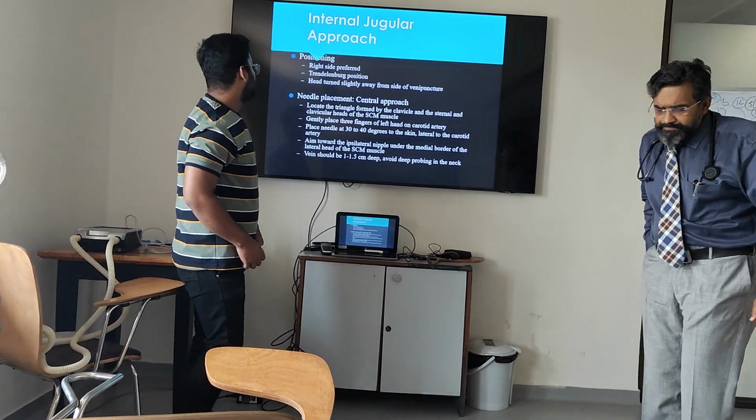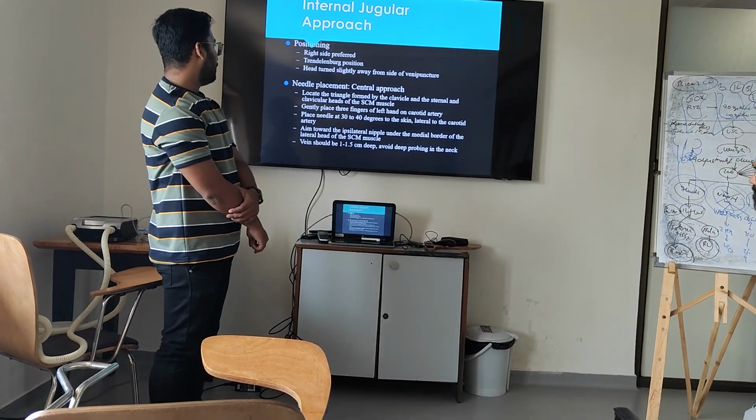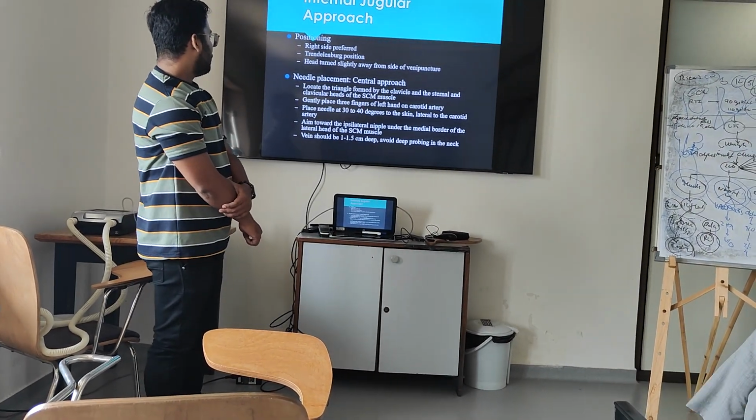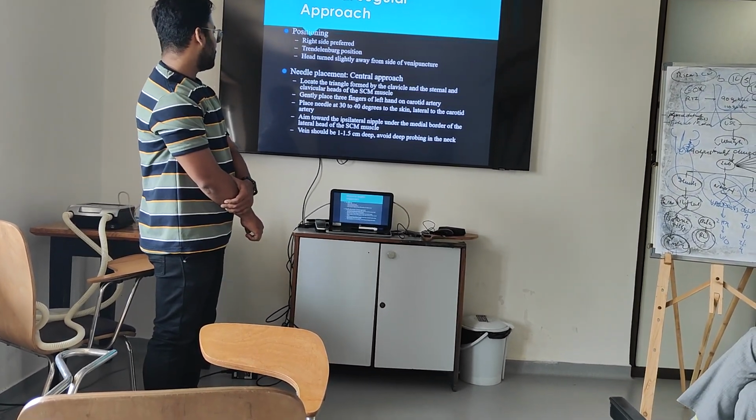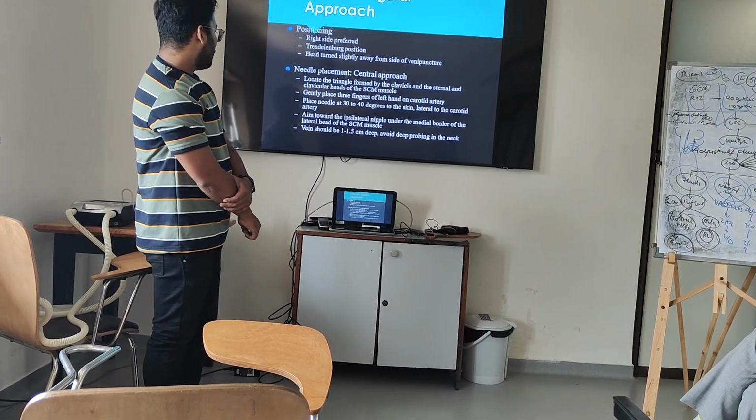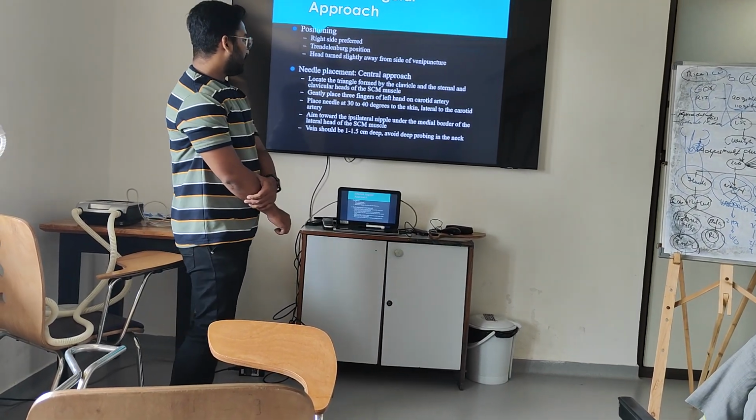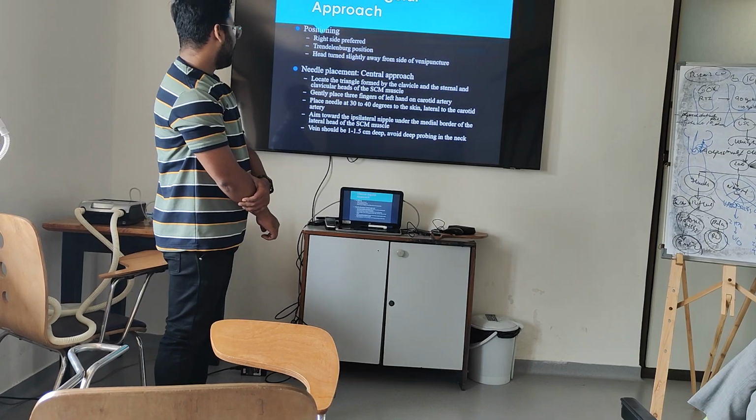Internal jugular approach. Positioning: right side preferred. Supine position should be there. Head turned slightly away from the site of venipuncture. The needle placement, central approach: locate the triangle formed by the clavicle and the sternal and the clavicular heads of the sternocleidomastoid.